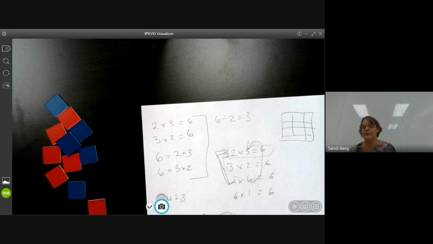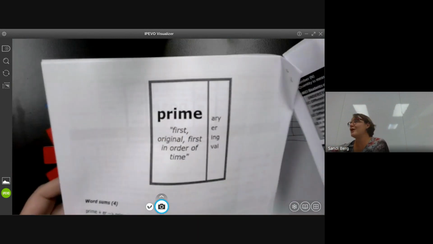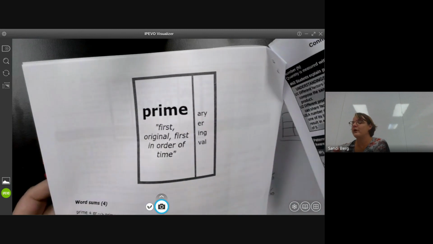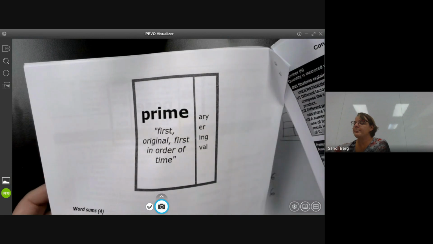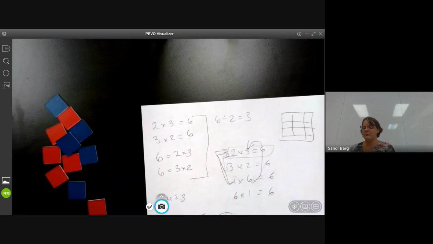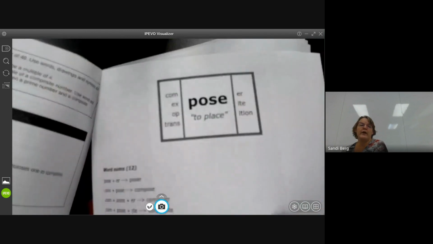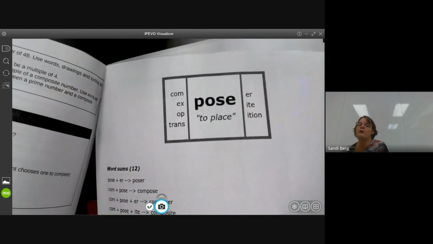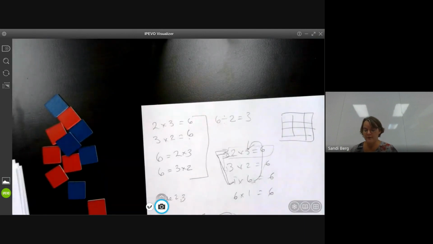And I've included in here at the back of this booklet a word wall, because I'm trying to be thoughtful around what we learned in PLCs about, or sorry, word maps. There's prime, that you can talk about prime, and there is compose. So you can actually talk about the word sums that go with pose. So that's all in there, so you can play with that.